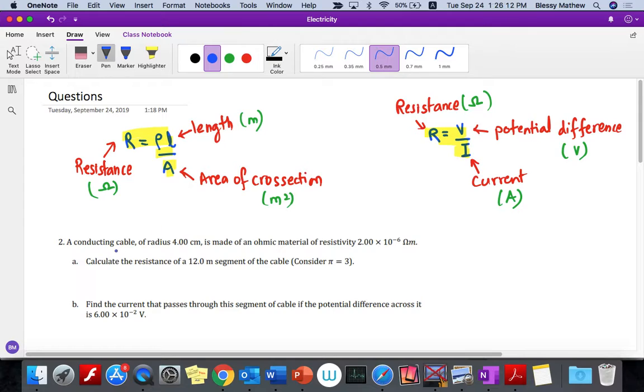It says a conducting cable of radius 4 centimeter. So we'll write the data. R is equal to 4. Radius is represented by R. R is equal to 4 centimeter. Because it's in centimeter, we have to convert it into meter. So 4 divided by 100, that is 0.04 meter.